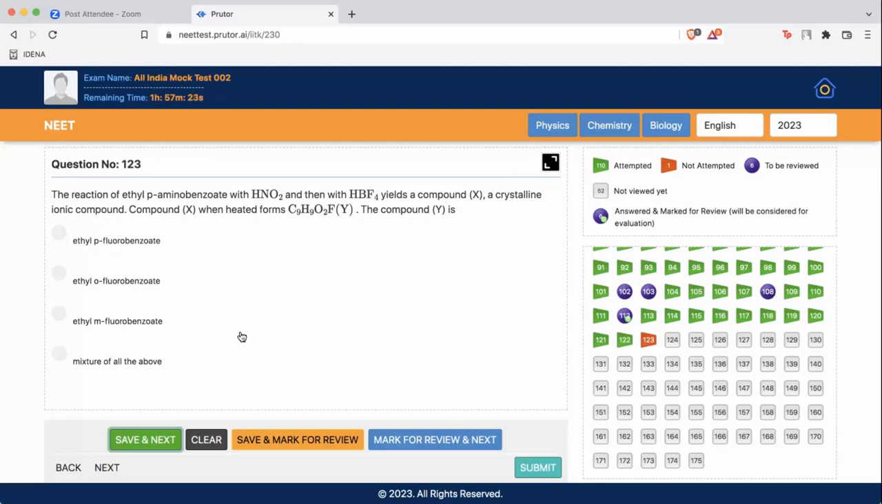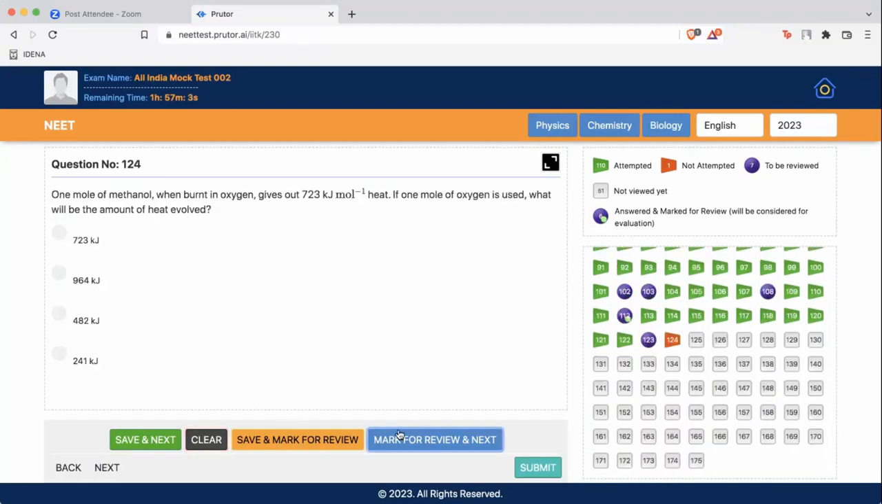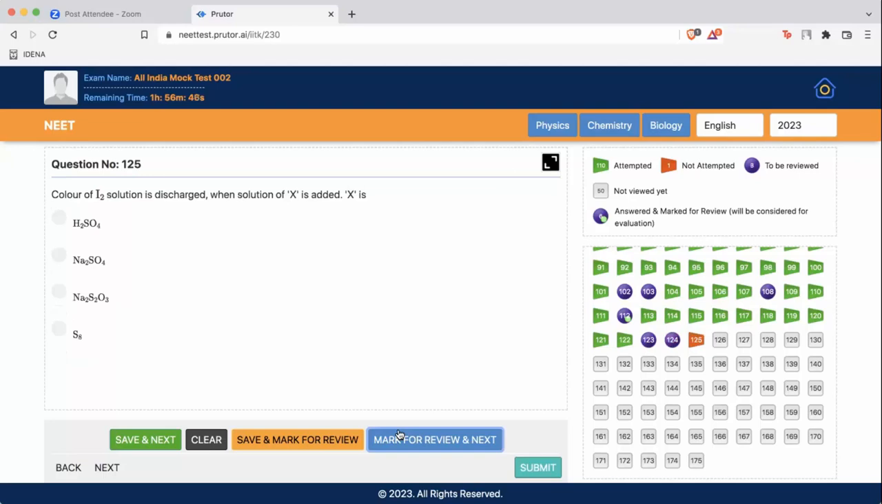What is the CH2NH2? One mole of methanol burnt in oxygen gives out 73 kilojoule per mole heat. One mole of oxygen. One mole of methanol. The color of I2 solution is discharged when X is added. What is X?